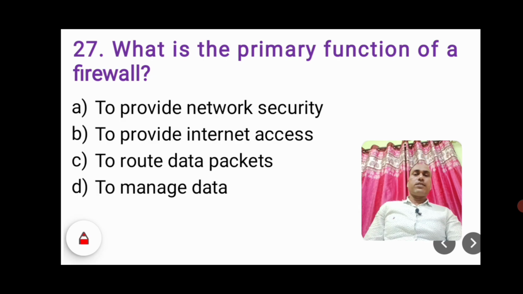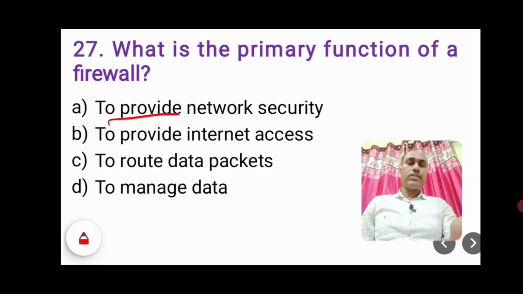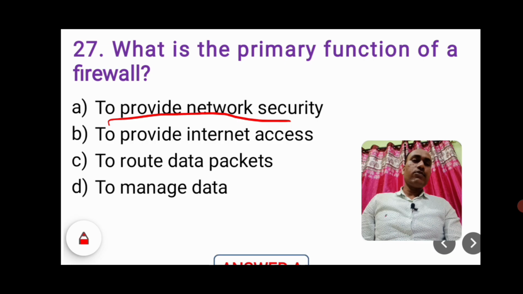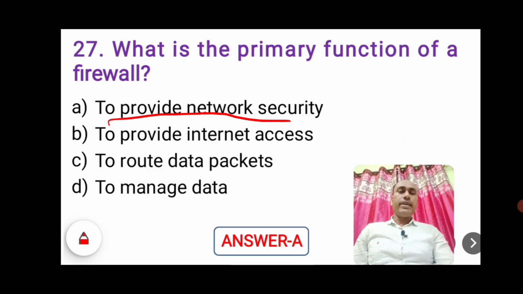What is the primary function of a firewall? To provide network security, to provide internet access, to route data packets, to manage data. 27. The answer will be A, to provide network security. The primary function of firewall is to provide network security. Answer will be A.